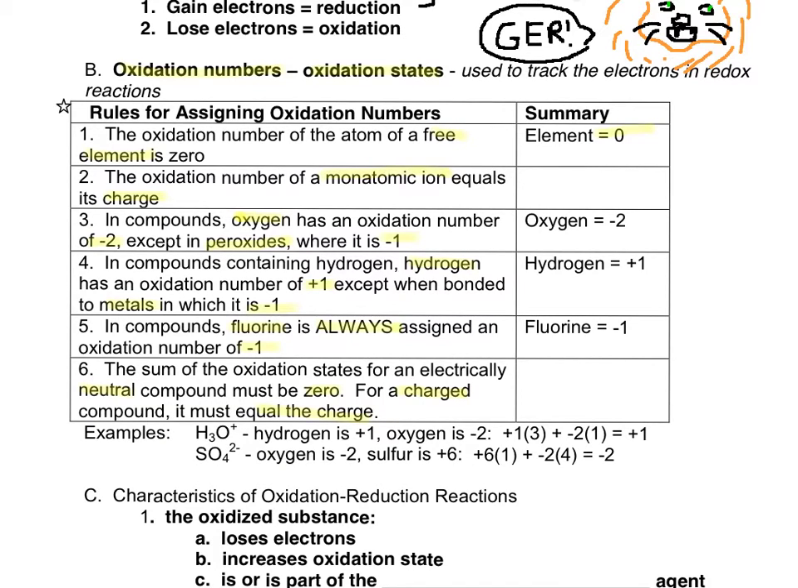So for example, if we were looking at hydronium and we add together the oxidation states of hydrogen and oxygen here, hydrogen's a +1 and there's 3 of them. Oxygen's a -2 and there's 1 of them. Add them together, you get a +1. That is equal to the charge of hydronium, +1.